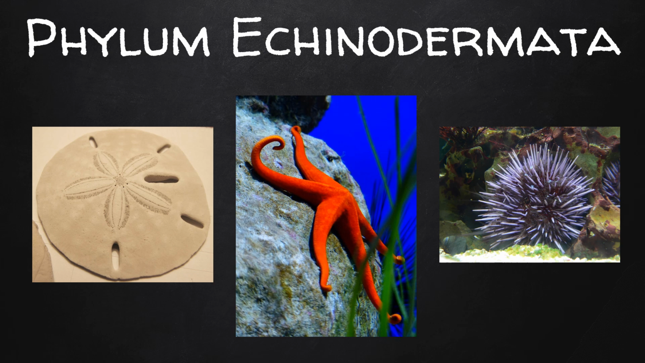Animals in phylum Echinodermata have spiny skin. These include sand dollars, starfish, and sea urchins. These animals all have radial symmetry.